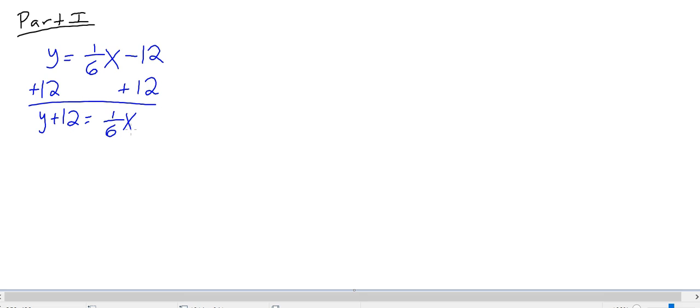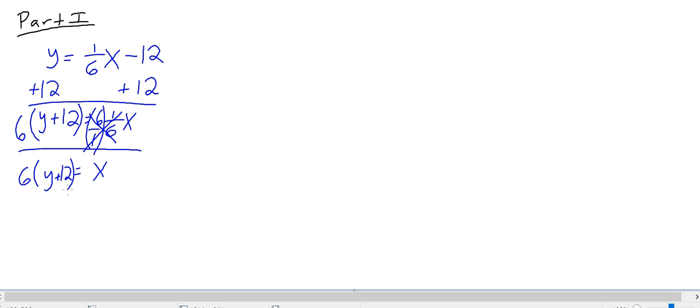Now we want x alone. We don't want it 1/6 of x. So we're going to multiply by the reciprocal of the coefficient of x, which is 6 over 1. Since the coefficient of x is 1 over 6, we're multiplying by 6 over 1. And since we did it to the right-hand side, we also have to do it to the left-hand side. So multiply by 6. And the 1 over 6 and the 6 over 1 cancel out. x is equal to 6 times (y plus 12).